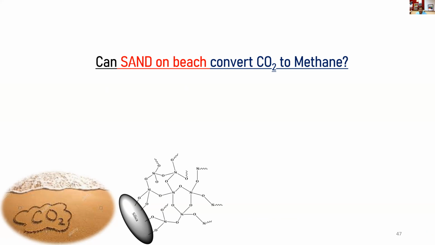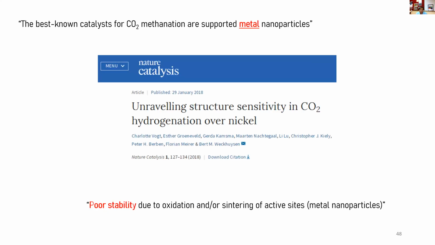What can be done to really activate the sand, activate the SiO2, so that they can activate CO2 and convert it to methane? That's the question that we ask. The reason for that is if we look at the CO2 plus hydrogen to get methane, the CO2 methanation reaction, almost all the catalysts are metal-based. Although they are extremely good, they have an issue with stability. They oxidize, they undergo sintering, and you lose the catalytic activity of these materials.